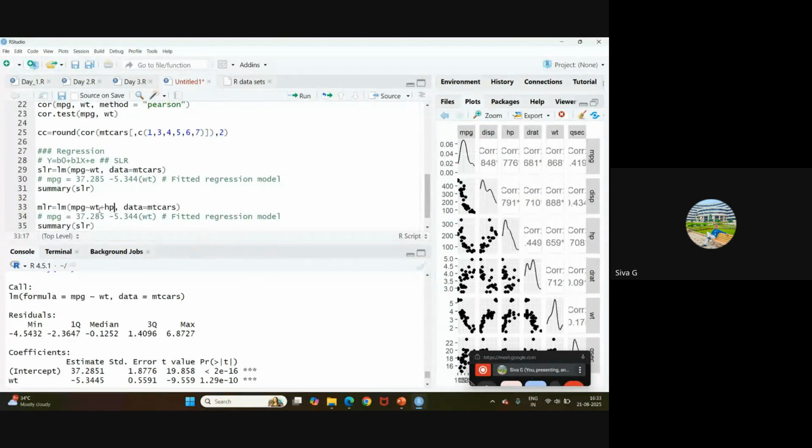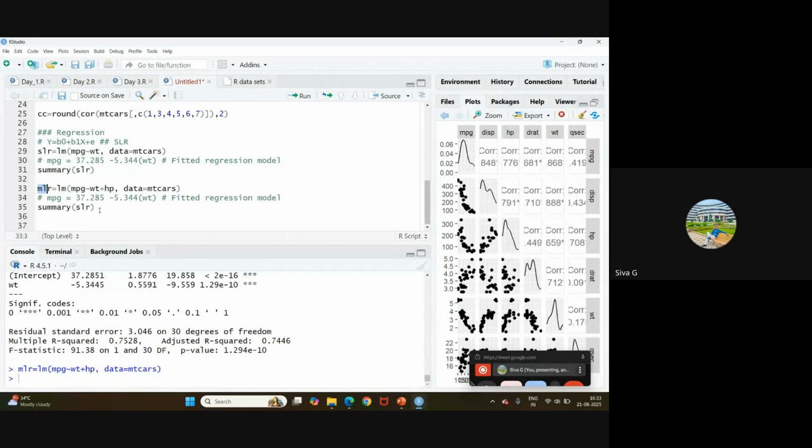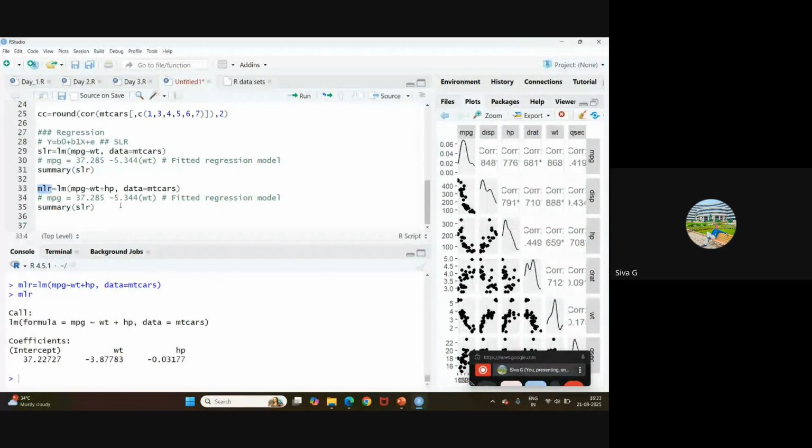Why? Because horsepower and weight both show an effect on MPG, right? I will add one more variable, that is horsepower. Now I will run this code. Yes, executed. This is the model we have. The fitted model is minus 5.37.227, let us say three digits, minus 3.877 into weight, and then minus 0.031 into horsepower HP. This is my fitted multiple regression model with two independent variables together estimating my mileage.